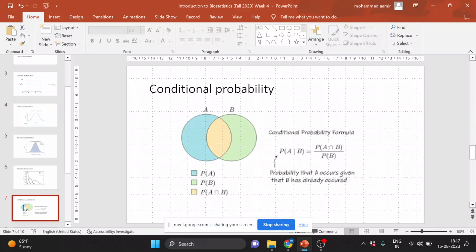Next, we come to conditional probability, which basically forms the core of this week's content. And we did touch upon this in our previous class. I'll just go over it again.